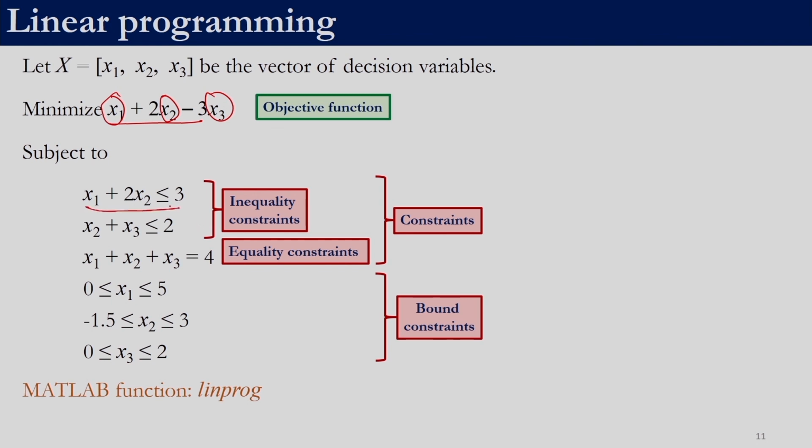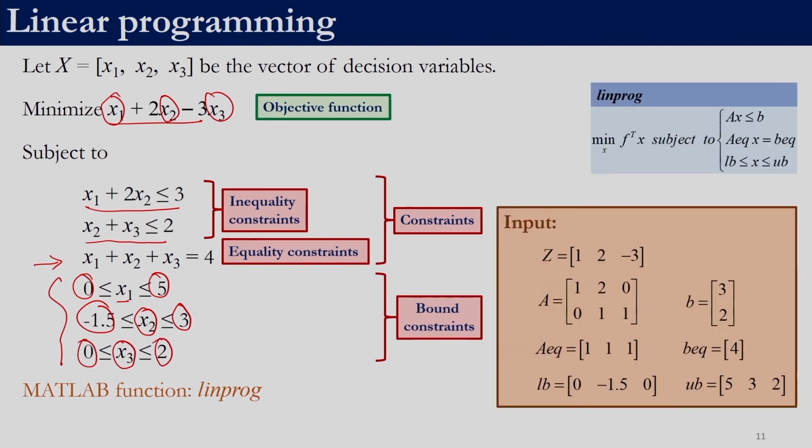So, x1 plus 2x2 is less than or equal to 3, x2 plus x3 is less than or equal to 2, and we have one equality constraint, x1 plus x2 plus x3 equals 4. The lower and upper bounds are as given here. The variable x1 has a lower bound of 0 and an upper bound of 5, variable x2 has a lower bound of minus 1.5 and an upper bound of 3, and x3 has a lower bound of 0 and an upper bound of 2. So, this is the problem that linprog can solve.